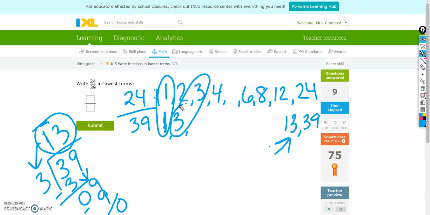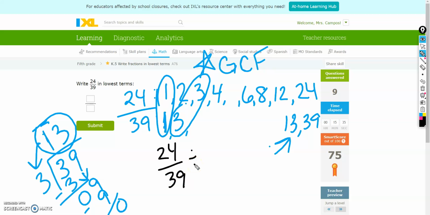Now I'm circling all of the ones they have in common. So 3 is their greatest common factor, their GCF. So 24/39 divided by 3. 24 divided by 3 is 8. 39 divided by 3, we just learned, is 13. So 8/13 should be our answer.